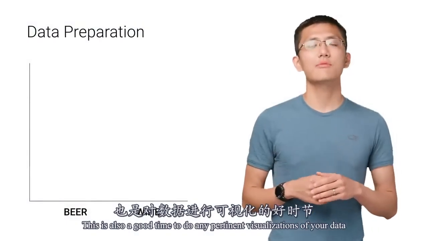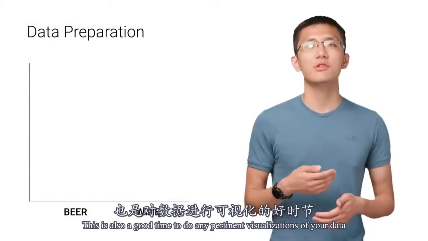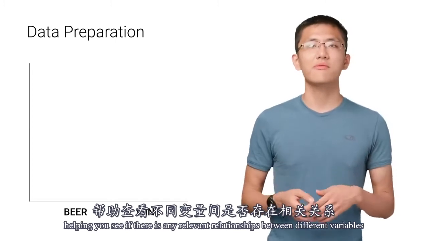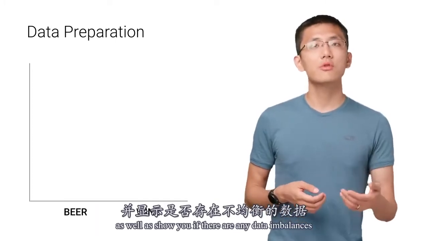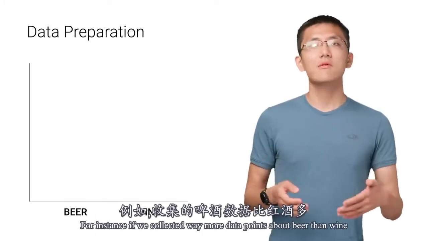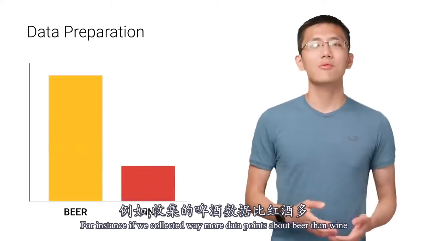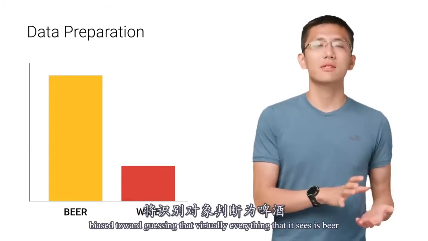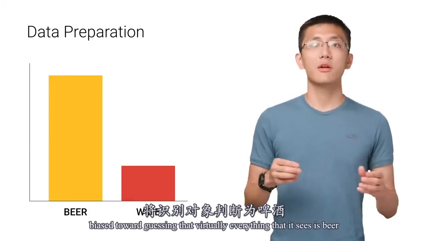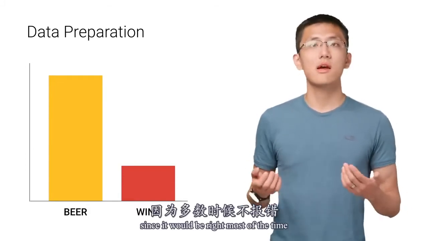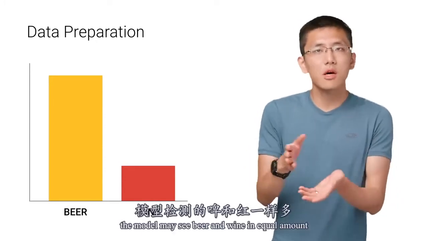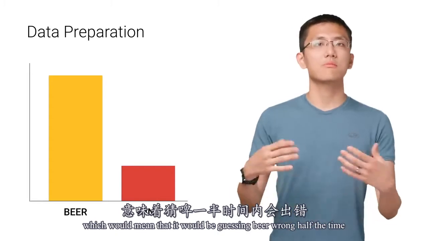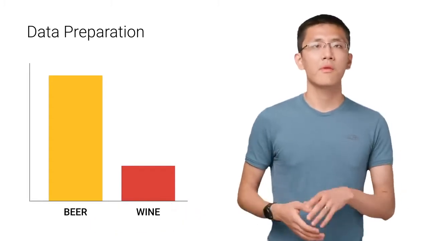This is also a good time to do any pertinent visualizations of your data, helping you see if there's any relevant relationships between different variables, as well as show you if there are any data imbalances. For instance, if we collected way more data points about beer than wine, the model we train will be heavily biased toward guessing that virtually everything it sees is beer, since it would be right most of the time. However, in the real world, the model may see beer and wine in equal amount, which would mean that it would be guessing beer wrong half the time.